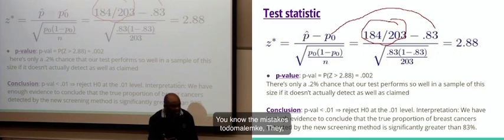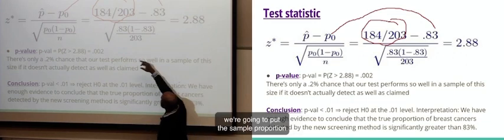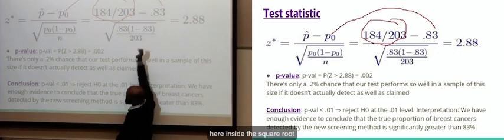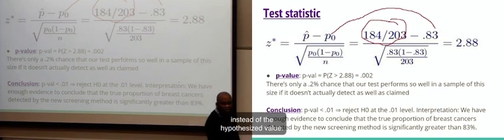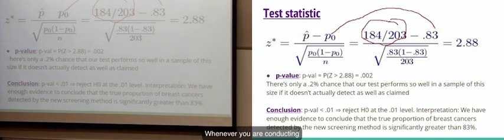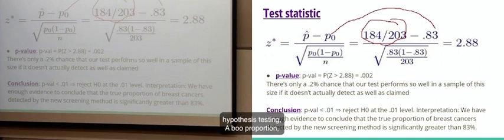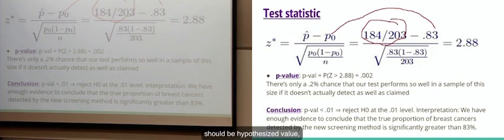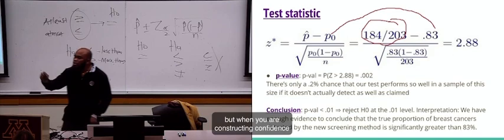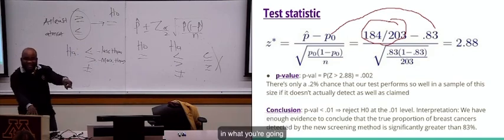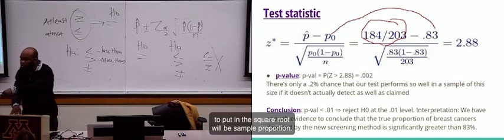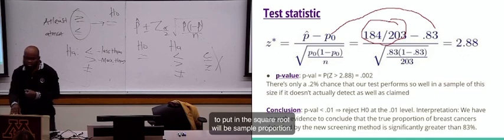You know the mistakes students normally make? They will go and put the sample proportion inside the square root instead of the hypothesized value. Whenever you are conducting hypothesis testing about proportion, what you're going to put in the square root should be the hypothesized value, not the sample proportion. But when you are constructing a confidence interval, what you're going to put in the square root will be the sample proportion.